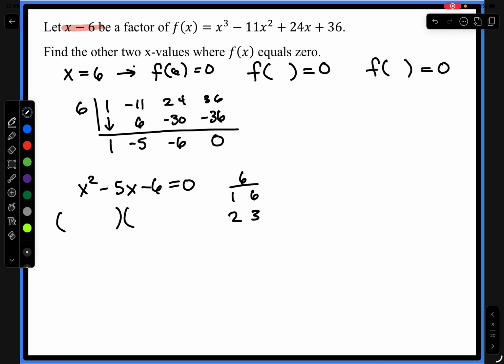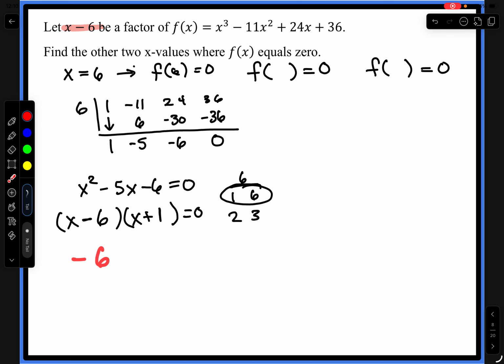Let's see if this can be factorable. So we have x and x. We have a negative and a positive. And yeah, we can use the first set, 1 and 6. So a negative 6 and a positive 1, those two values give us the middle term of negative 5 right there. So that's the combination we're going to use.